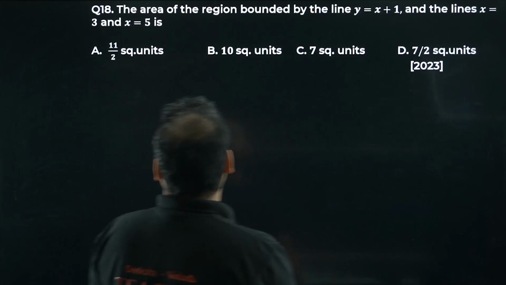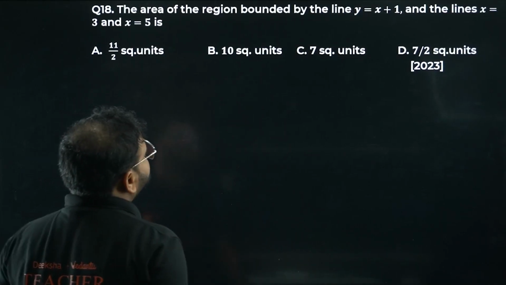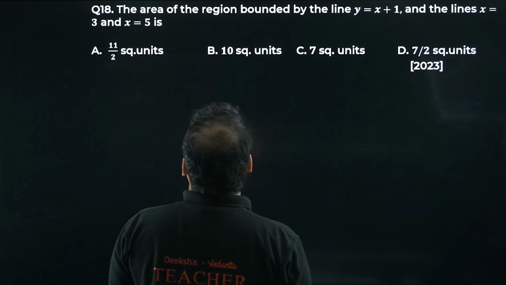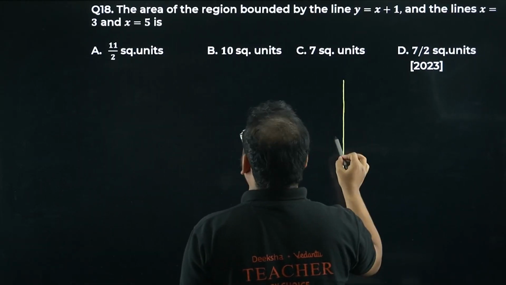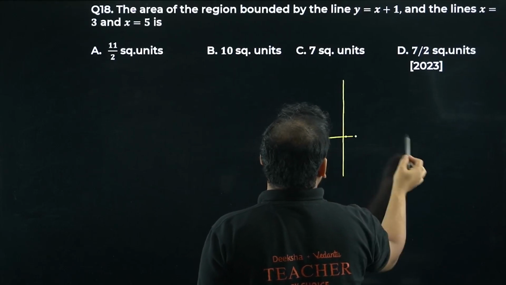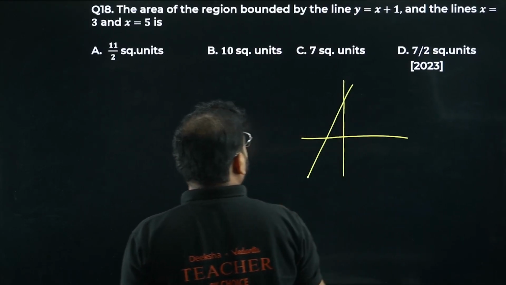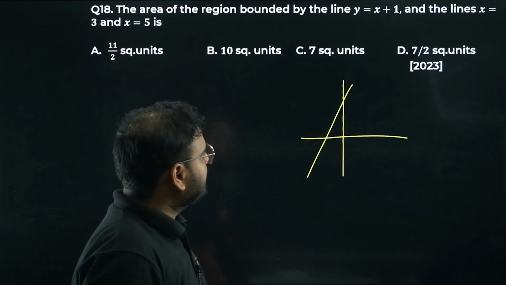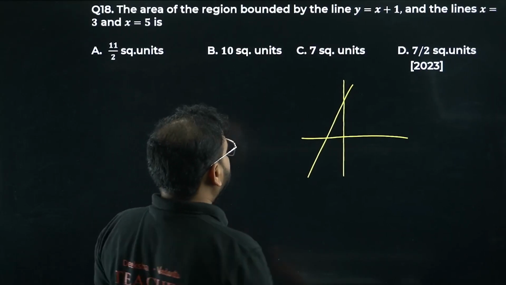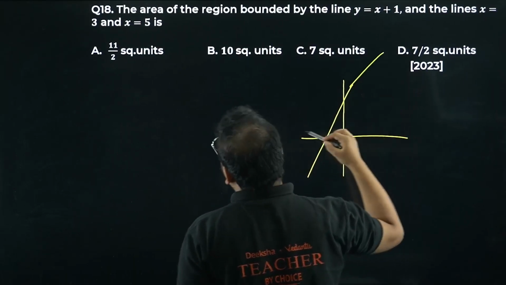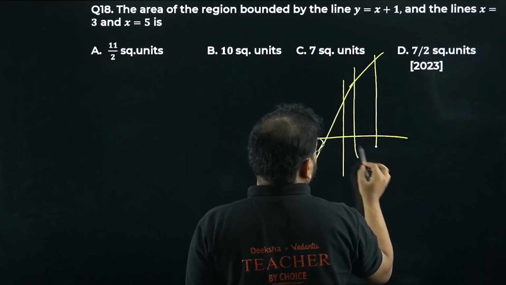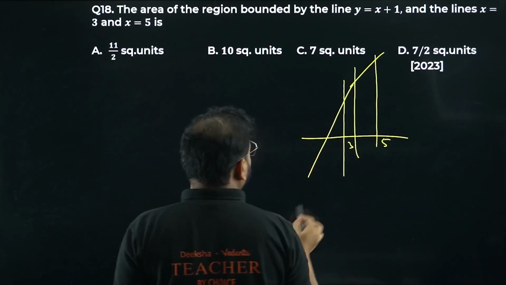18th now. The area of the region bounded by the line. Please check. x plus 1, right? When x is 0, y is 1. When y is 0, x is minus 1. So please check. We have this only, right? From where to where, sir? From 3 to 5. Positive only. No problem. 3 to 5. So positive only. So integrate directly.